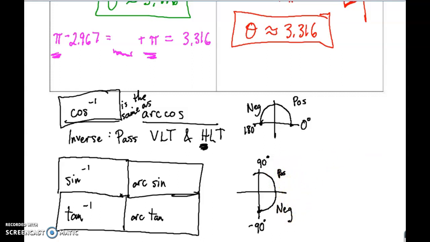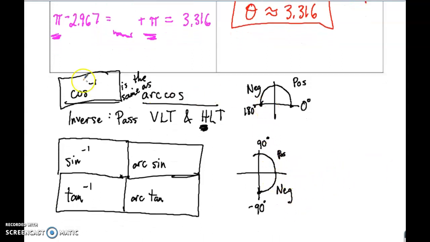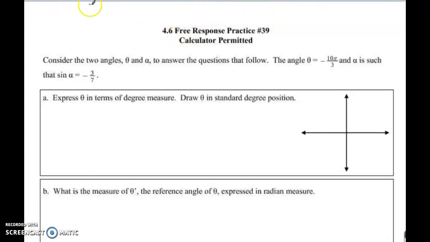So I wanted to touch base on that now that we've learned about inverse cosine and inverse sine, and this seemed to be the appropriate time to do so. And you should be ready for your homework.